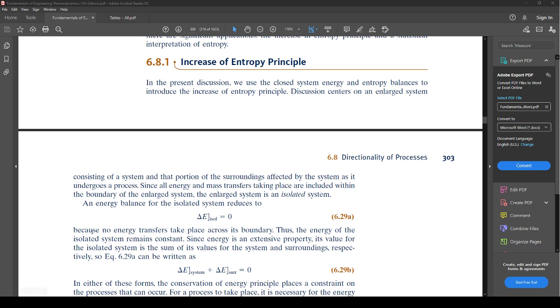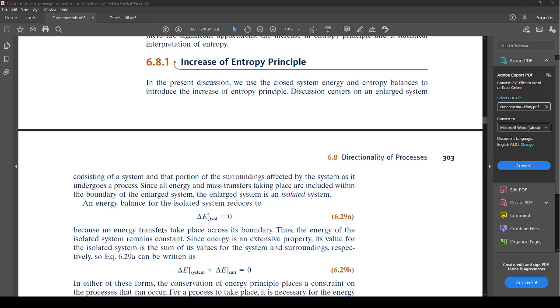And then it says, because no energy transfers take place across the boundary, so nothing is leaving. How about that? Easier definition. Nothing is leaving. All things are happening internally, okay? Then it says, thus, the energy of the isolated system remains constant. Since energy is an extensive property, its value for the isolated system is the sum of its values for the system and the surroundings, respectively.